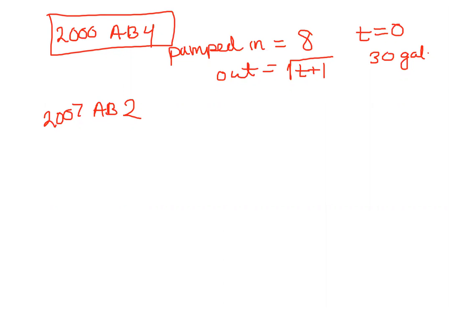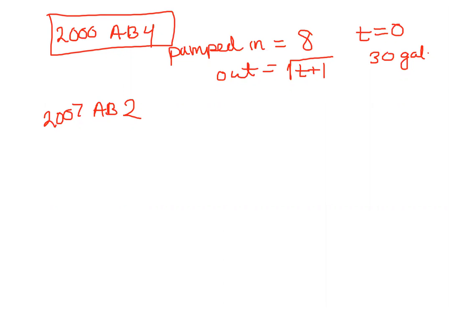So I would like you to do A, B, and C for that one. Okay, so you're going to do 2007 AB2. I want you to do that one. And let's see, how many more are there? Oh, there's just one more. There's number 4 here.